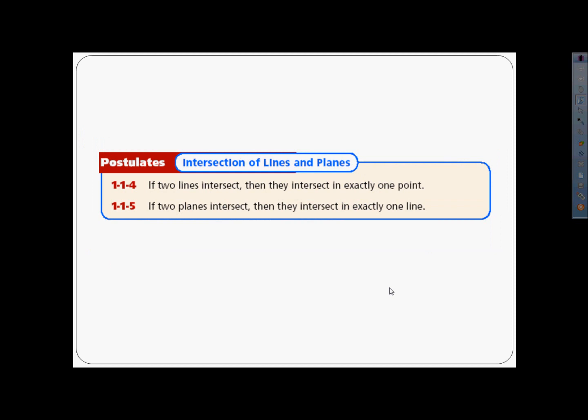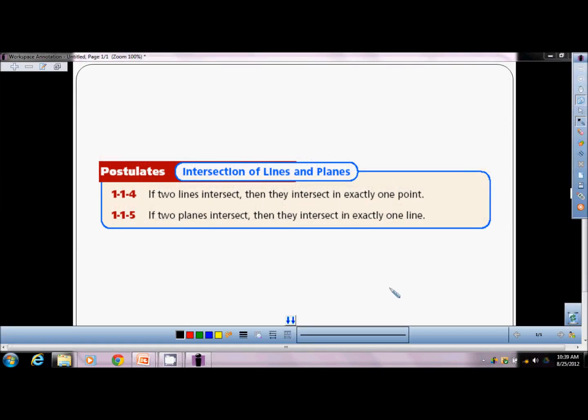Okay, the fourth postulate says, if 2 lines intersect, then they intersect in exactly one point. So what they're saying is, if you have 2 lines and they intersect, meaning cross each other, then they intersect at exactly one point. This is the only place where they will touch. No matter how far this line goes and this line goes, they will never touch each other again.